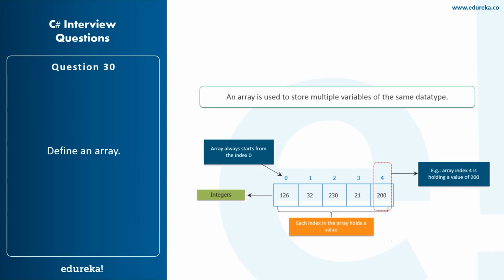So we have the numbers 126, 32, 230, 21 and 200, and the indices are 0, 1, 2, 3 and 4. So index 0 is holding a value of 126, index 1 is holding the value of 32, and subsequently that's how the array continues. This is basically a linear array where values are stored in a single row.